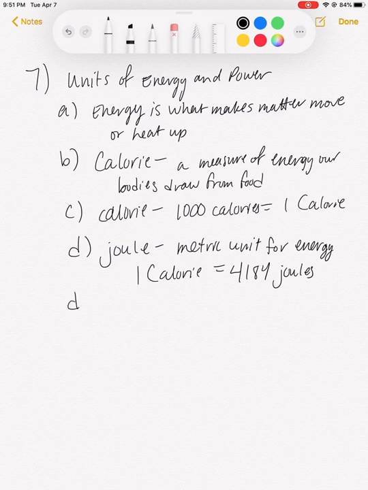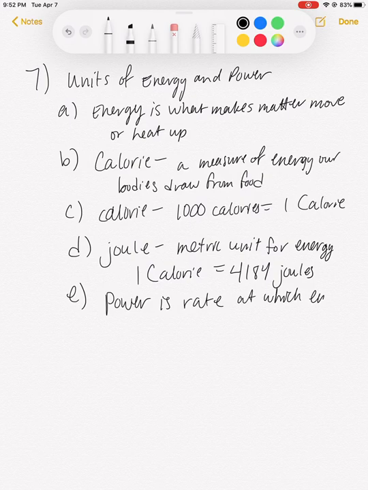And what is power? This is part E. Power is the rate at which energy is used. Okay, so power and energy are very widely confused. So energy is what makes matter move. Power is the rate at which energy is used. Okay? A rate. So it's like a speed, things like that.